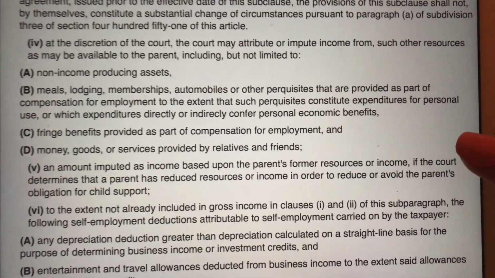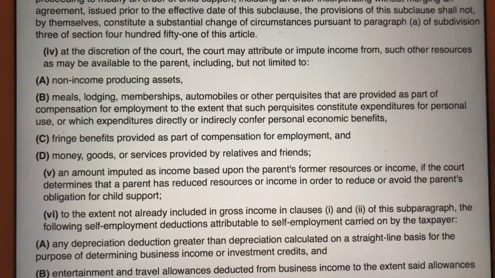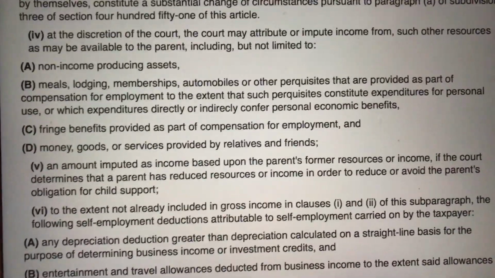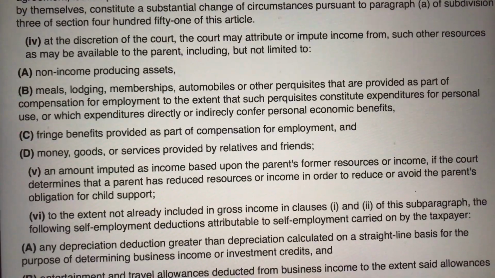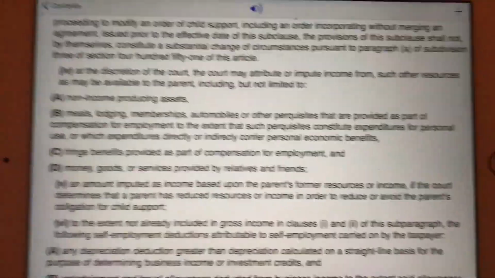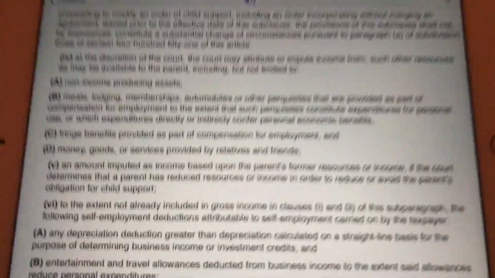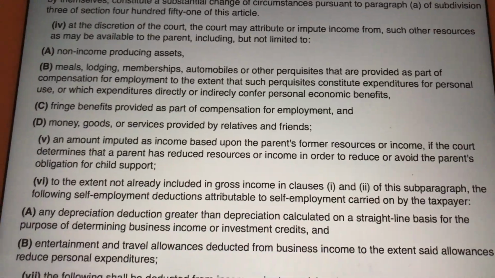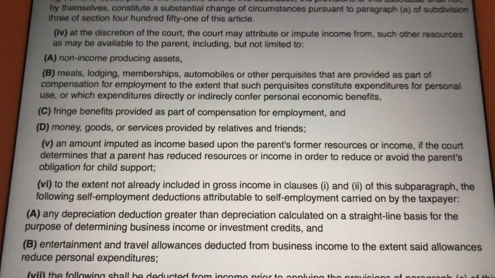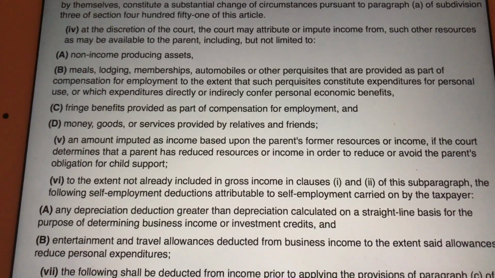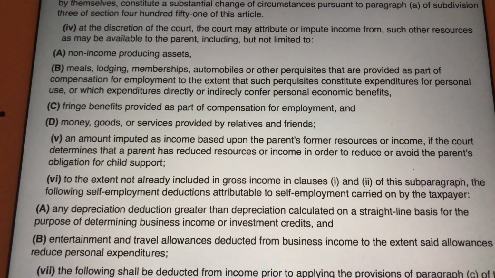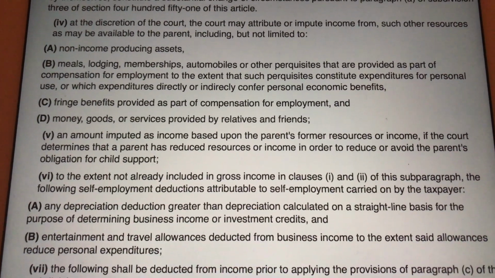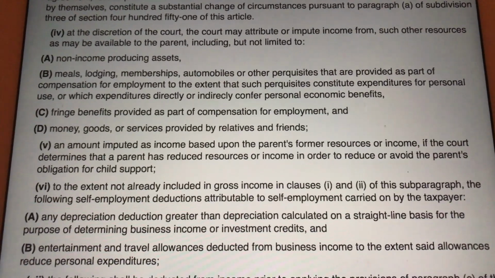Okay, if you own lots of jewelry or something. Things that are given to you as part of your job that basically reduces your own expenditures. So if you have a business or you work for a company that gives you a vehicle or gives you a cell phone, and you don't have to pay for that stuff on your own, and a regular person would, that stuff is imputed income or can be imputed income. Money, goods, or services provided by relatives and friends.